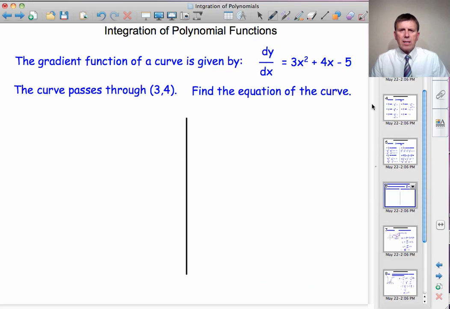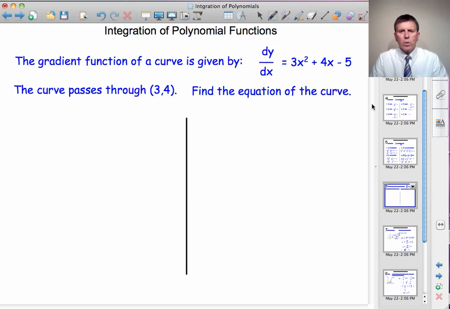The first part of this lesson has been on indefinite integration, where constants of integration are involved. And to round it off, we'll look at a typical exam question. The gradient function of a curve is given by dy by dx equals 3x squared plus 4x minus 5. The curve passes through 3, 4. Find the equation of the curve.